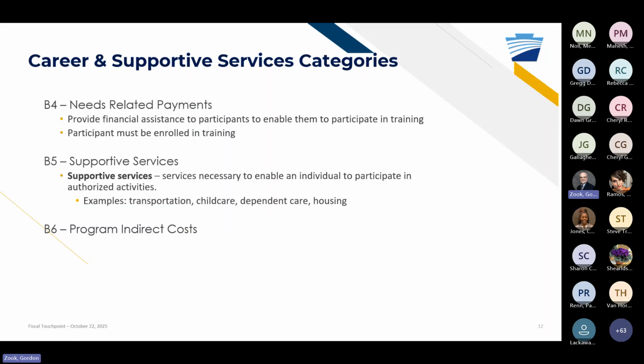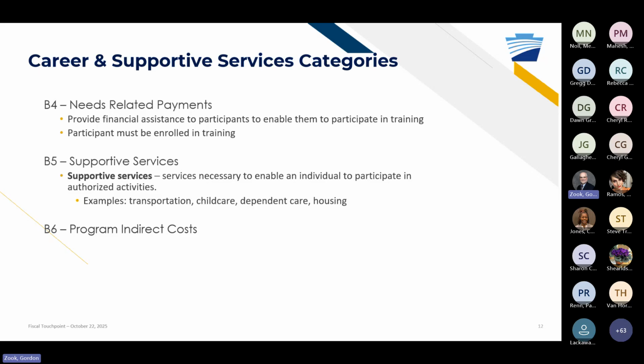B4 is needs-related payments, and these are payments that provide financial assistance to participants to enable them to participate in training. The participants must be enrolled in training, and there are a number of other specific requirements in the uniform guidance as far as eligibility for needs-related payments, but it's a type of supportive services. Again, many boards do not use this particular category, but if you do, please make sure that it meets all of the requirements laid out in uniform guidance.